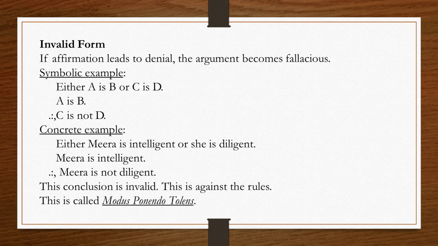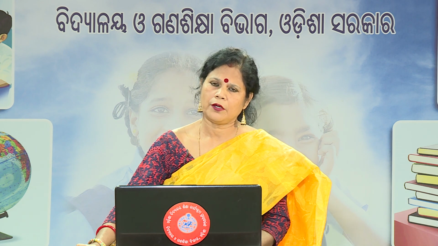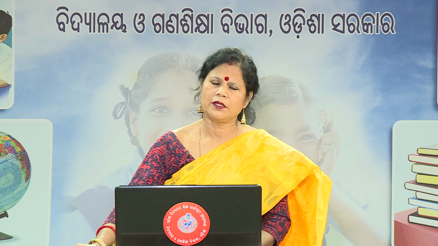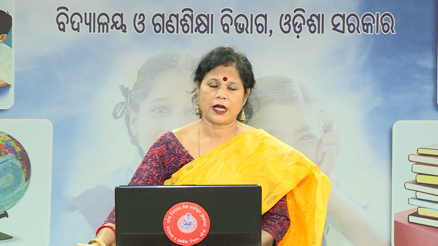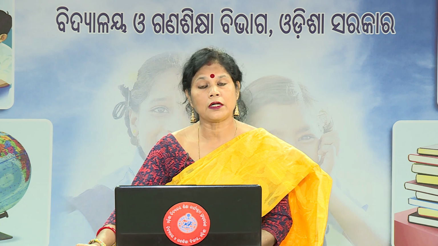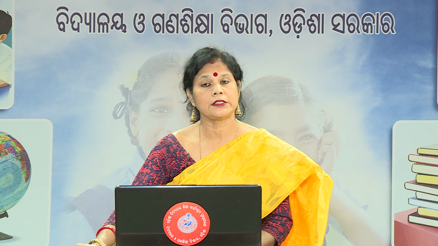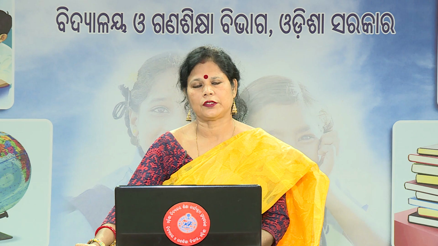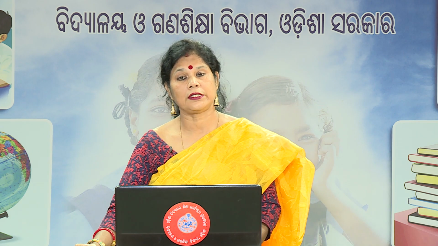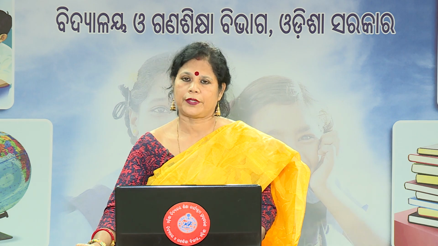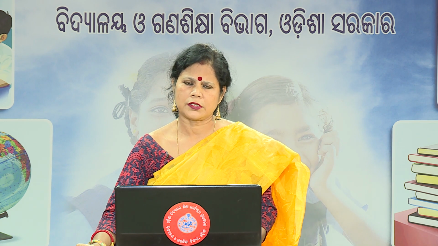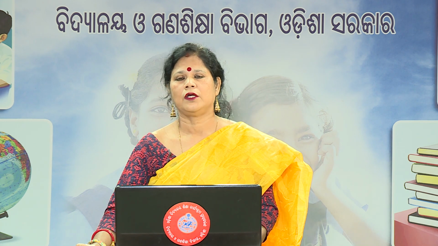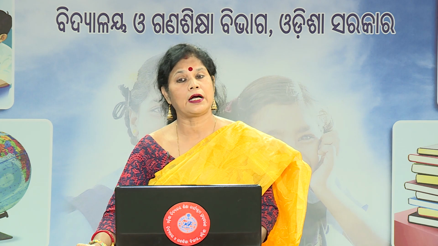If you say either Meera is intelligent or she is diligent, this is your major premise. In the minor premise, if you say Meera is intelligent and in the conclusion you deny the other disjunct, you say Meera is not diligent, then here the conclusion will not follow from the premises, because many students are there who are both intelligent and diligent.